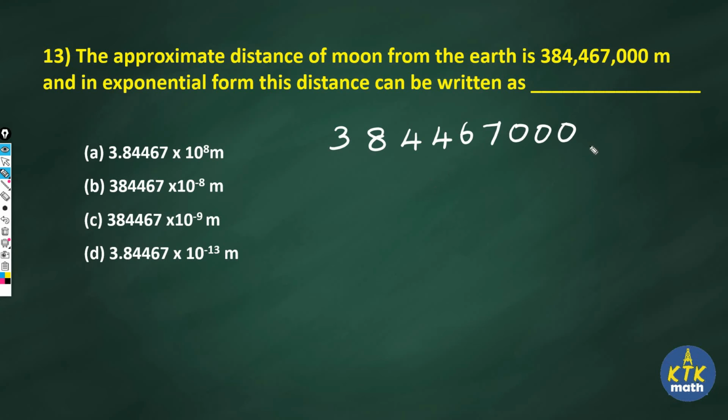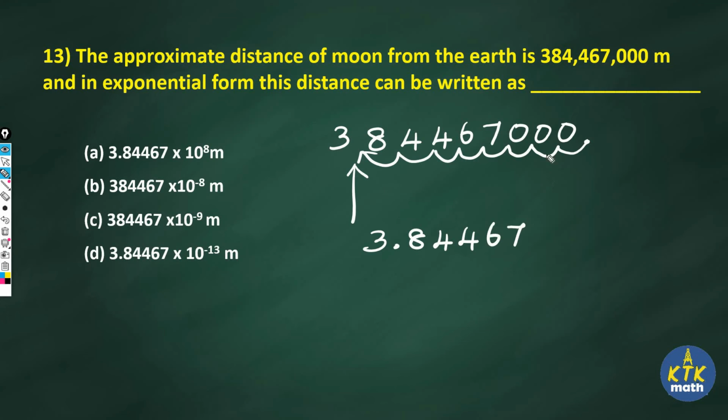384467000. So you can assume the decimal point is at the end. I need to bring it in between 3 and 8. So take the movements, start jumping: 1, 2, 3, 4, 5, 6, 7, 8. So how are we going to write this number? 3.844670. You just leave these zeros, into 10 to the power 8.